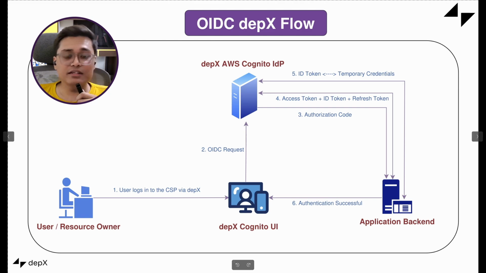After validating the request, the IDP sends an authorization code to the backend server. The backend server exchanges this code for the access token, ID token, and refresh token. Using the ID token, depX is now able to generate temporary credentials for the user's AWS account. Alright then, let's see this flow in action.